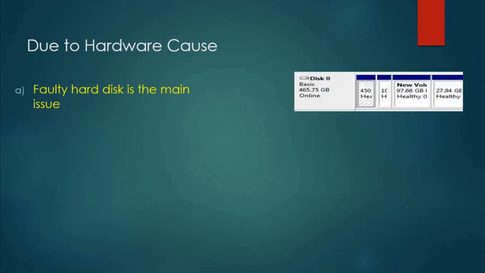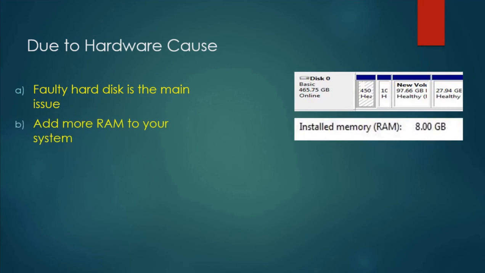Now move on to hardware issues. There are two possible reasons for system slowness due to hardware issues. The first one is a faulty hard disk. The second is not enough RAM in your system.